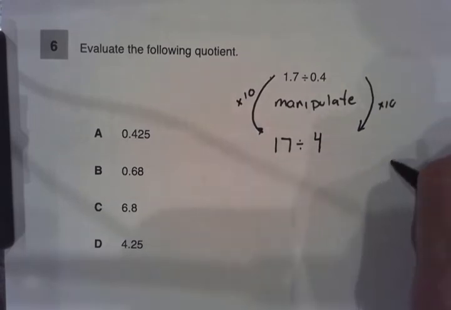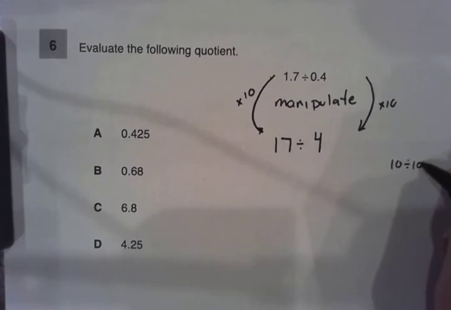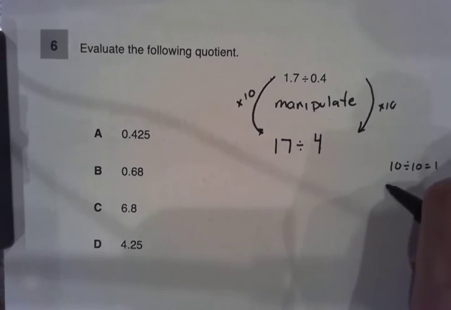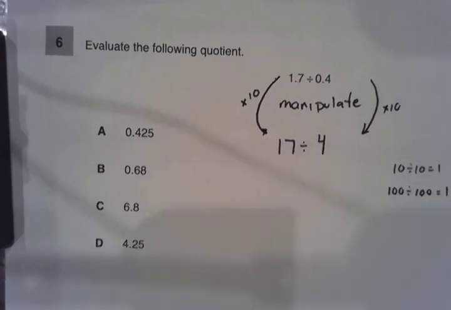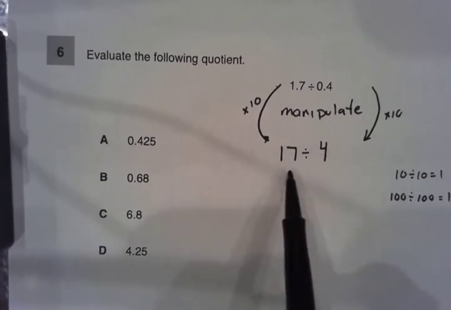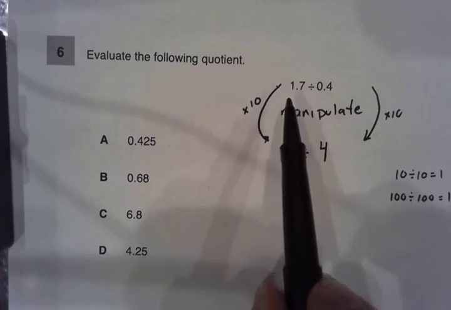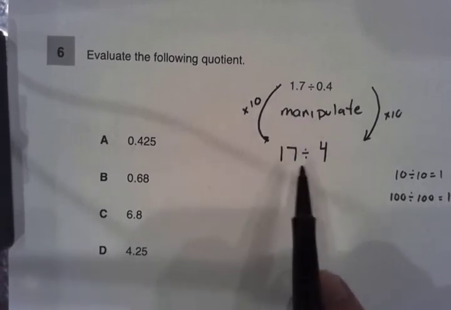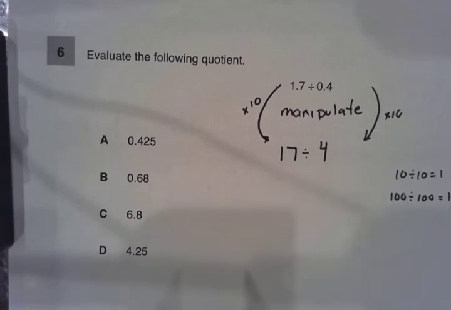For example, 10 divided by 10 equals 1. If I multiply both numbers by 10, so now we have 100 divided by 100, our answer is still 1. So I'm still going to get the same answer with 17 divided by 4 and 1.7 divided by 0.4. But because I know 4 does not go into 17 evenly, I want to know, what can I do to even bring that further? But let's go back to what we learned in Unit 5.